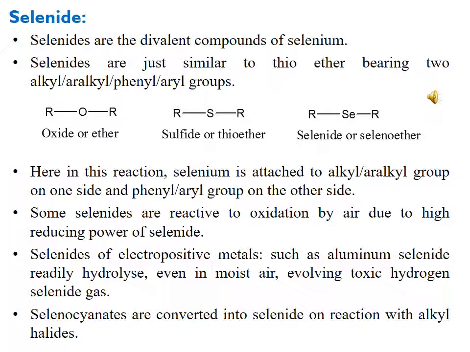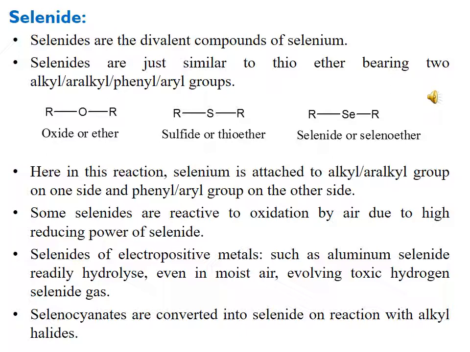But in case of this reaction which we are going to discuss, from which we want to obtain an alkene, one group which is attached to selenium should be an R alkyl group, which has come from alkyl halide. And the other group attached to selenium may be a phenyl group or aryl group, which has come from selenocyanate.